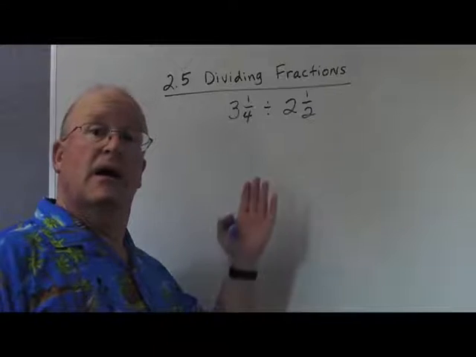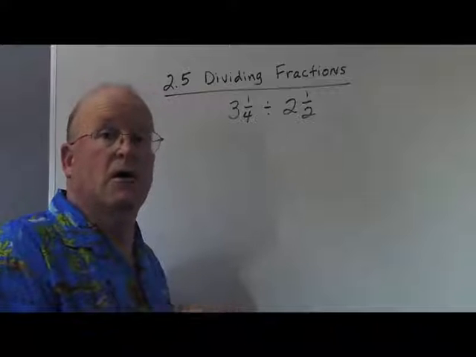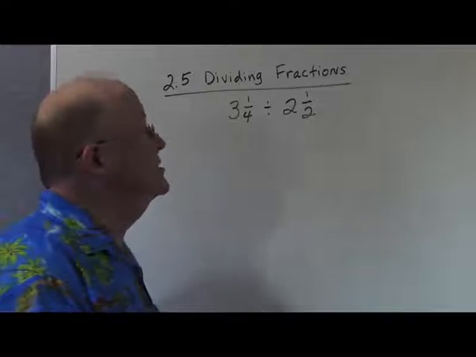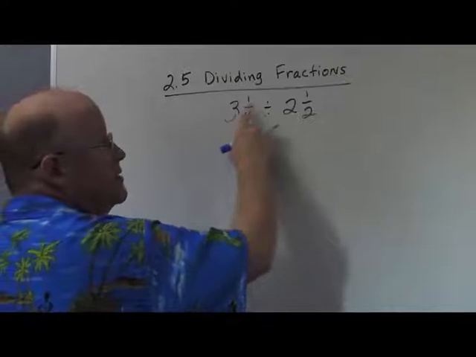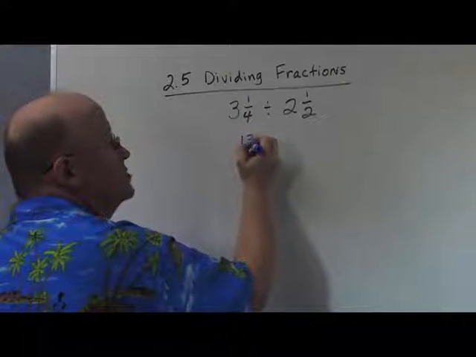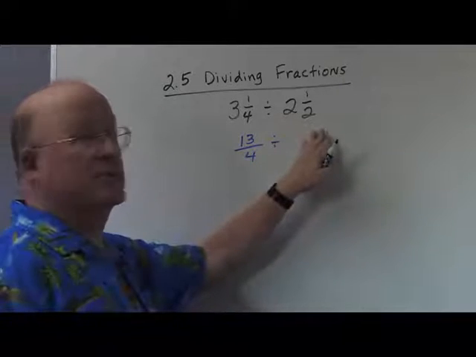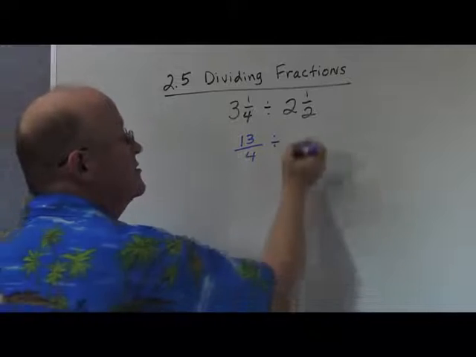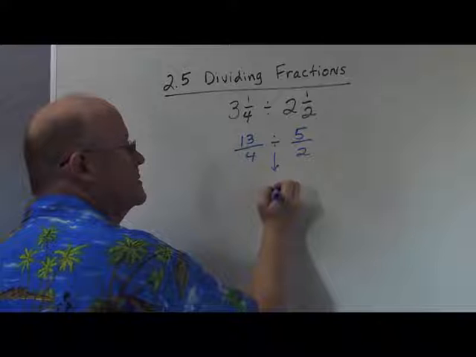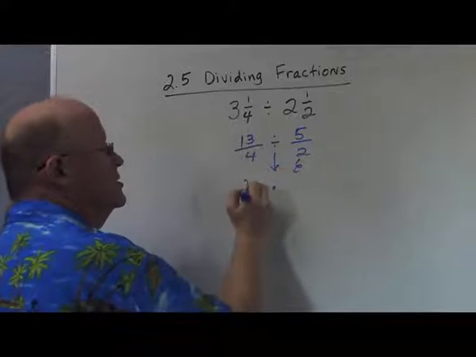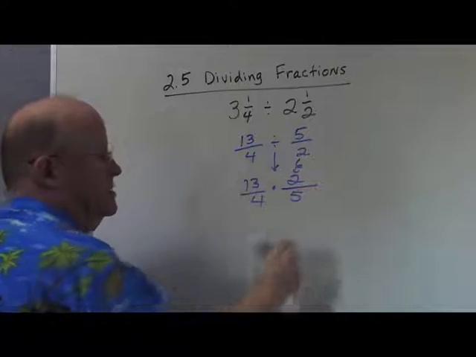Now let's divide a couple of mixed numbers. You cannot divide mixed numbers as they are. You need to convert them first into improper fractions. So I'm going to take this 4 times 3, make it 12, plus 1. Rewrite that first mixed number as 13 over 4. The second one, 2 times 2 is 4, plus 1 is 5. I'm going to divide that by 5/2. And now I'm going to change this into multiplication by the reciprocal. So 13 over 4 is going to get multiplied by 2/5.